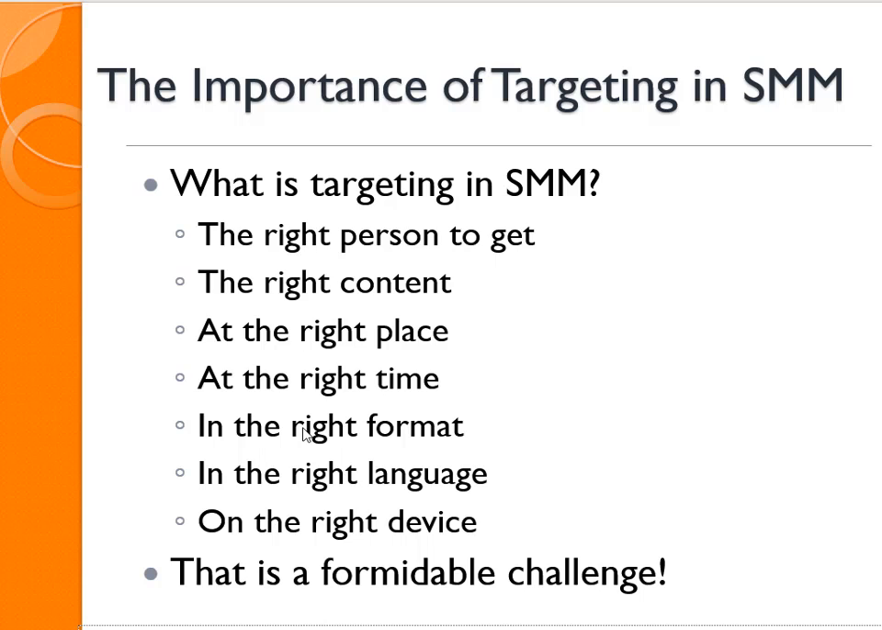So let's use somebody that we might want to target. Let's say we want to target SM majors that are interested in social media marketing. And so when we say that, where are we going to reach these people? And so who's the right person to get? What's the right content to deliver to them? What's the right place? Where are they going to find it?